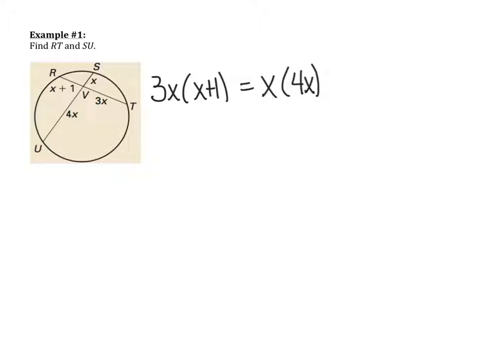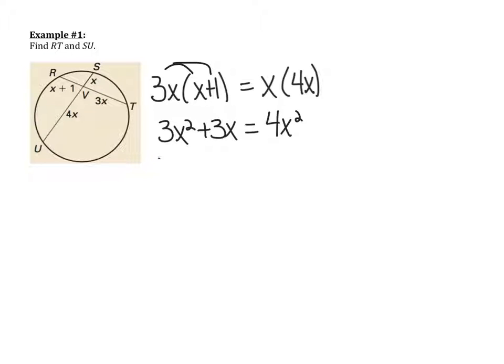So here's our equation. Again, we just took the two segments of the chords and multiplied them together. So I took 3x times x plus 1. Notice that I put parentheses around the x plus 1. And then the x times the 4x for our second part of the equation. So to start, we'll distribute the 3x. So 3x times x is 3x squared. And 3x times 1 is 3x. And we'll just simplify the second part of the equation and take x times 4x to get 4x squared.